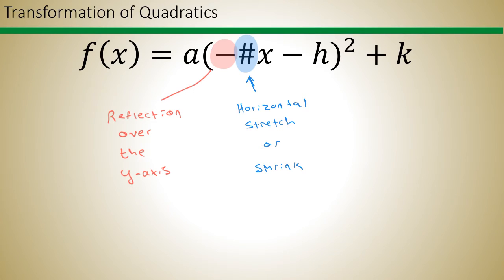And just like shifts, it's actually going to do the opposite of what we think. If the number is smaller than 1, that's going to cause a stretch. If the number is bigger than 1, it's going to cause a shrink. Okay, so there's all of our different types of transformations. You need to know those, so make sure you understand them. On the next slide, we're going to actually apply these transformations.